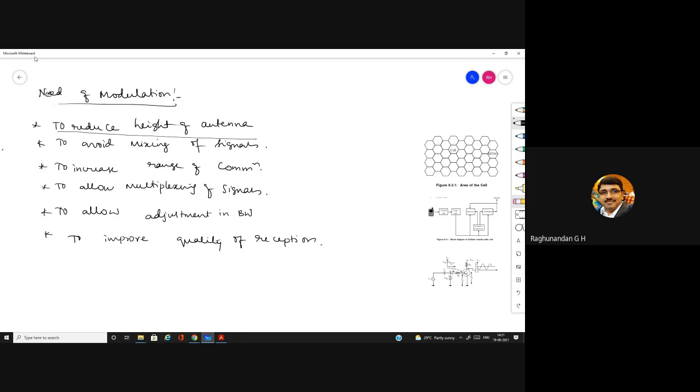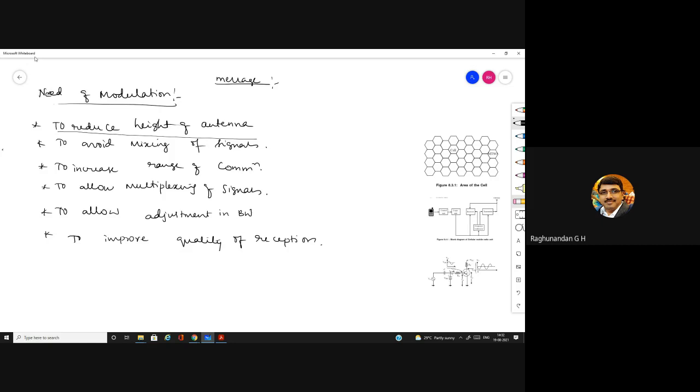But if you are not using modulation, in the sense we are not mixing a carrier signal with a message signal, we are just transmitting a message signal. Then to capture that message signal successfully, the height of the antenna should be very, very high. Because there is a lot of distraction. Even when we speak, if there is something in front of us, our signal hits it. Multiple reflections happen, and because of that the signal strength reduces.